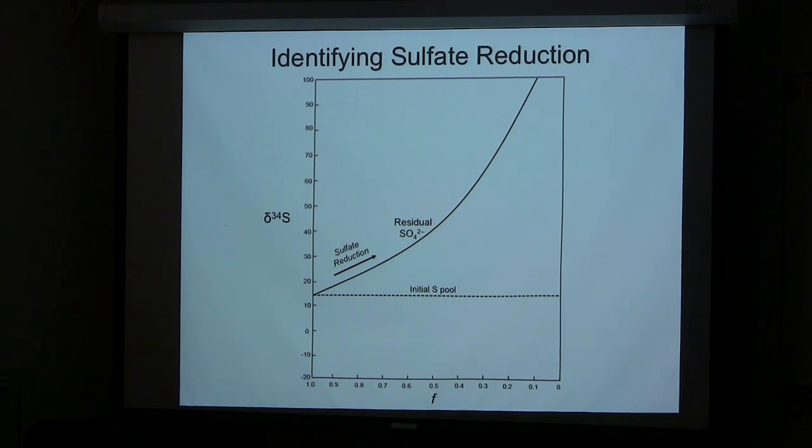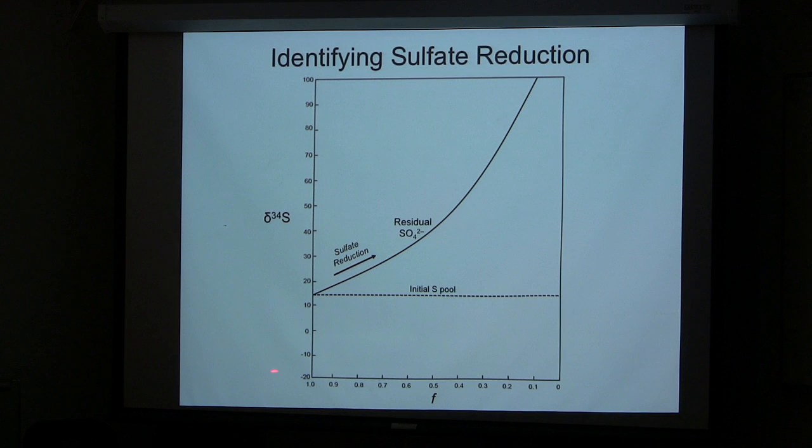So on this graph here, on the x-axis we have the fractional amount of sulfur remaining within the system. On the y-axis we have the sulfur isotope value of the sulfate, and then we also have plotted in here the sulfur isotope value of the initial sulfur pool.